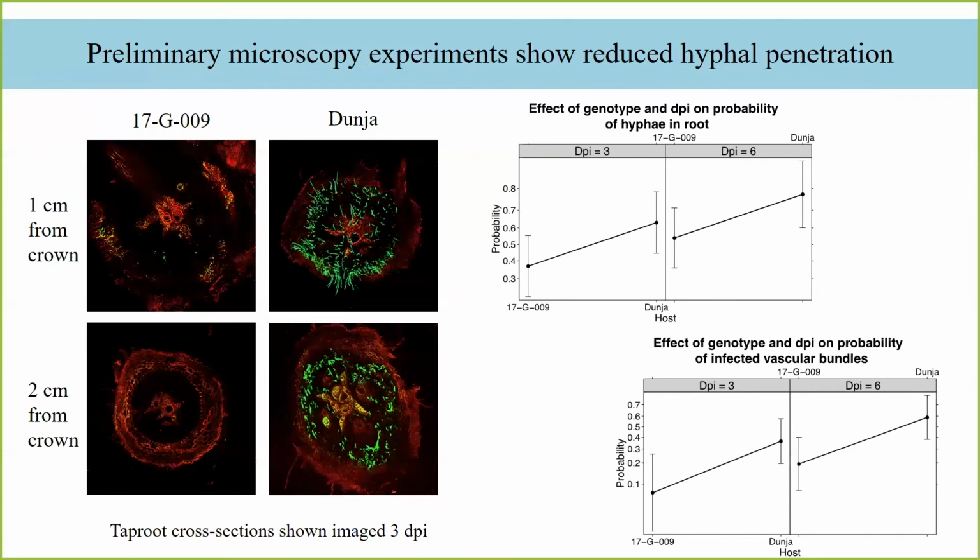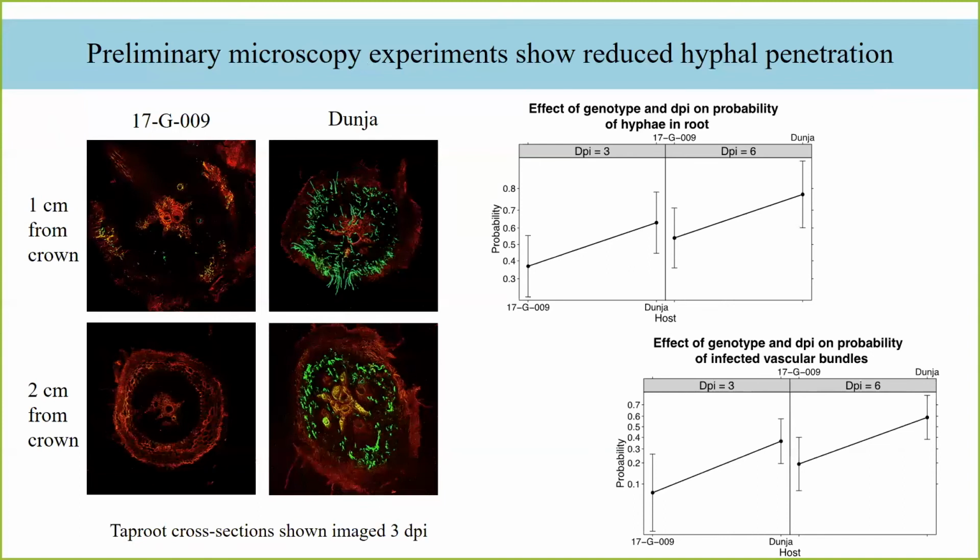And at both 3 days post-inoculation and 6 days post-inoculation, we observed a higher probability of observing hyphae in either the root interior or the vascular tissue in our susceptible variety Dunja. But we still observed hyphae in a substantial portion of the partially resistant breeding lines.